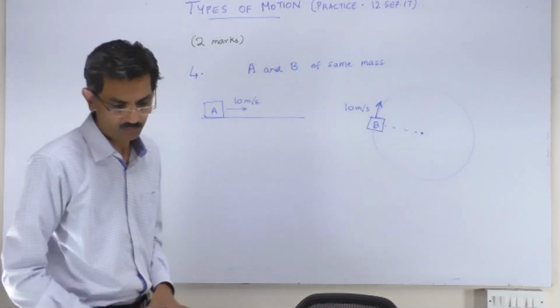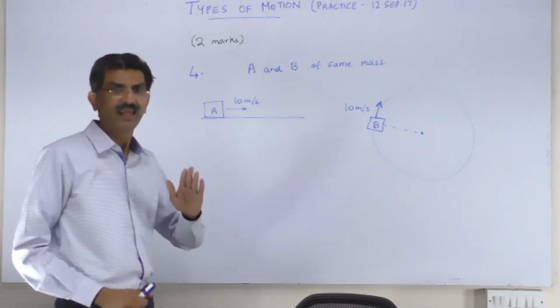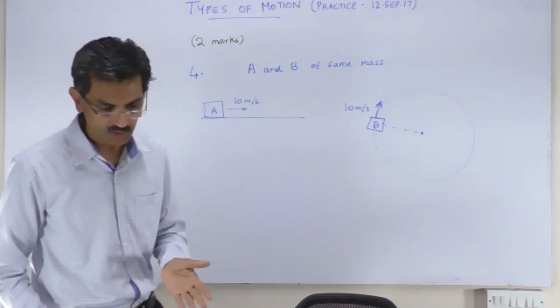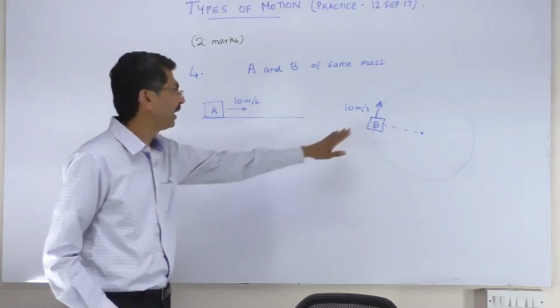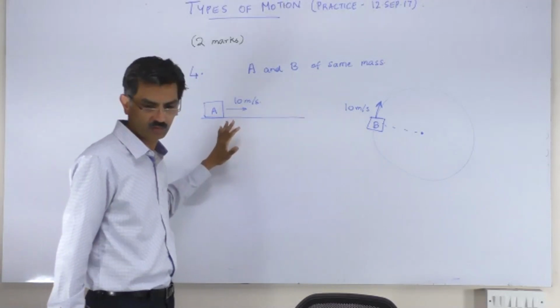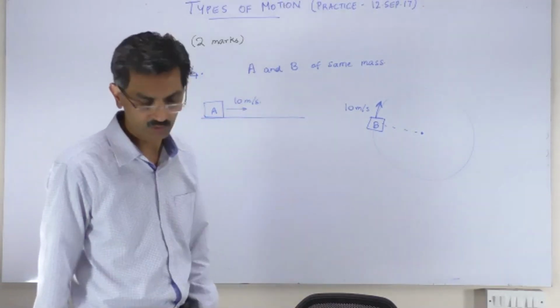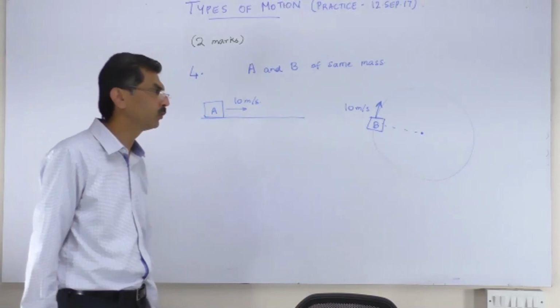The question is, which statement is correct? A and B both do not have acceleration. Only B has acceleration. Only A has acceleration. Both A and B have the same acceleration. These are the four options, and we have to explain why.